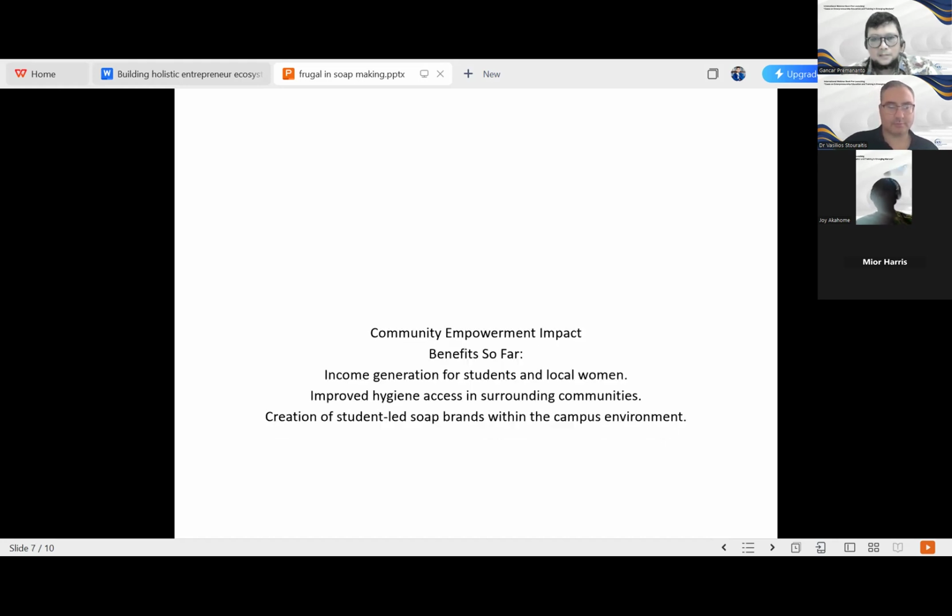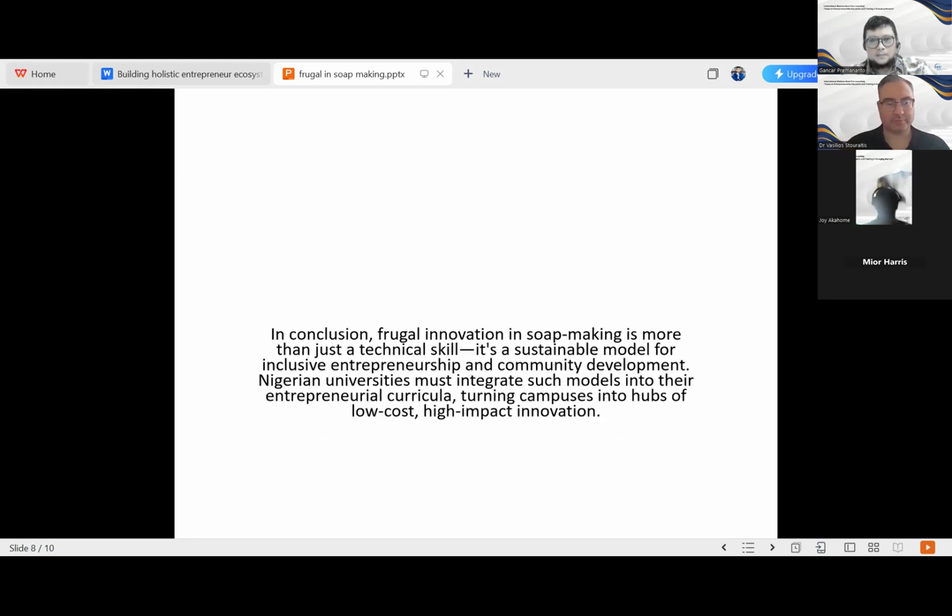And a lot of Nigerian universities must combine this model into their curricula, where they turn universities into an area of affordable, high impact innovation. So here I would say that a lot of university administrators or NGOs or private sectors can also learn to collaborate in increasing such kind of initiatives, not for profit making, but for the progress of the society at large. So thank you. And I would love to know your comments and questions on this. Thank you very much.